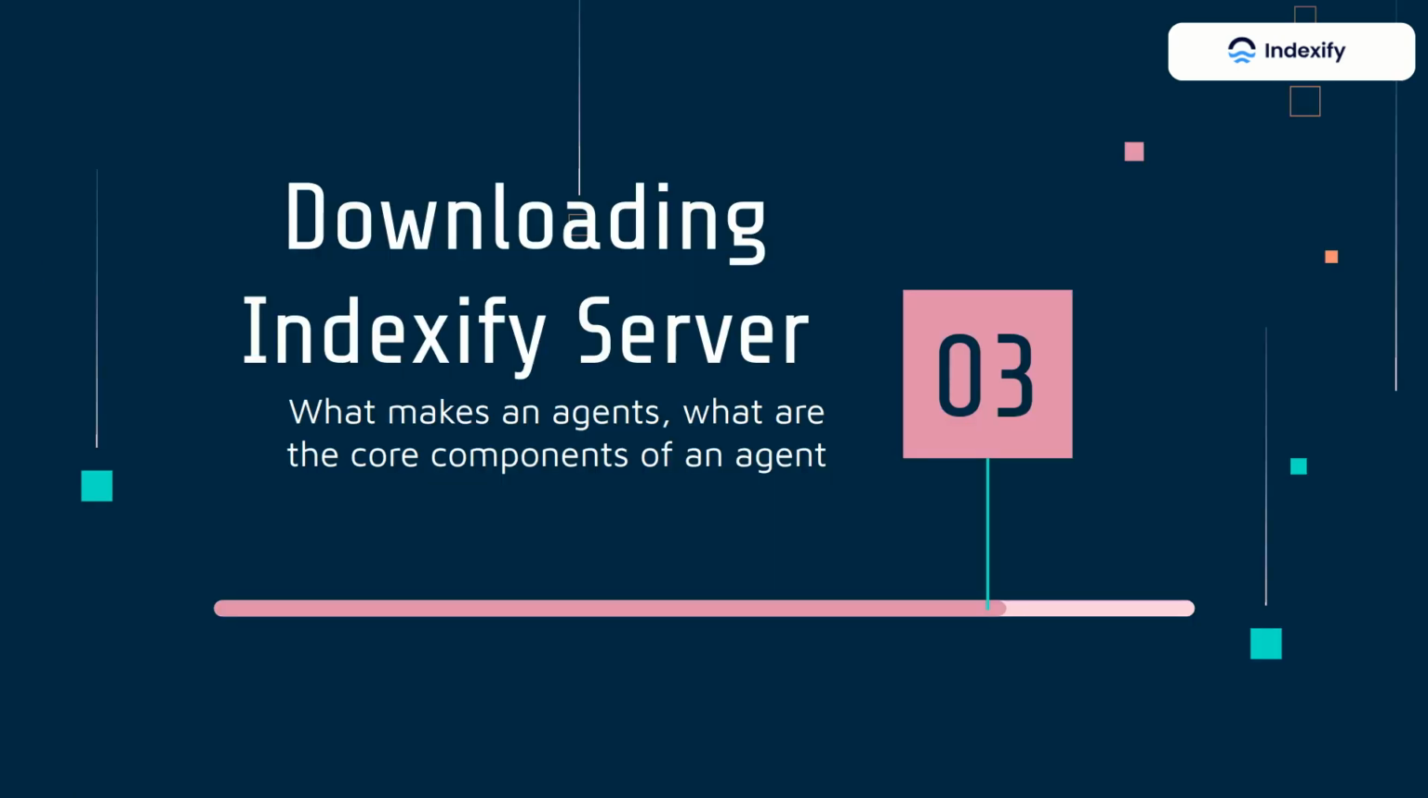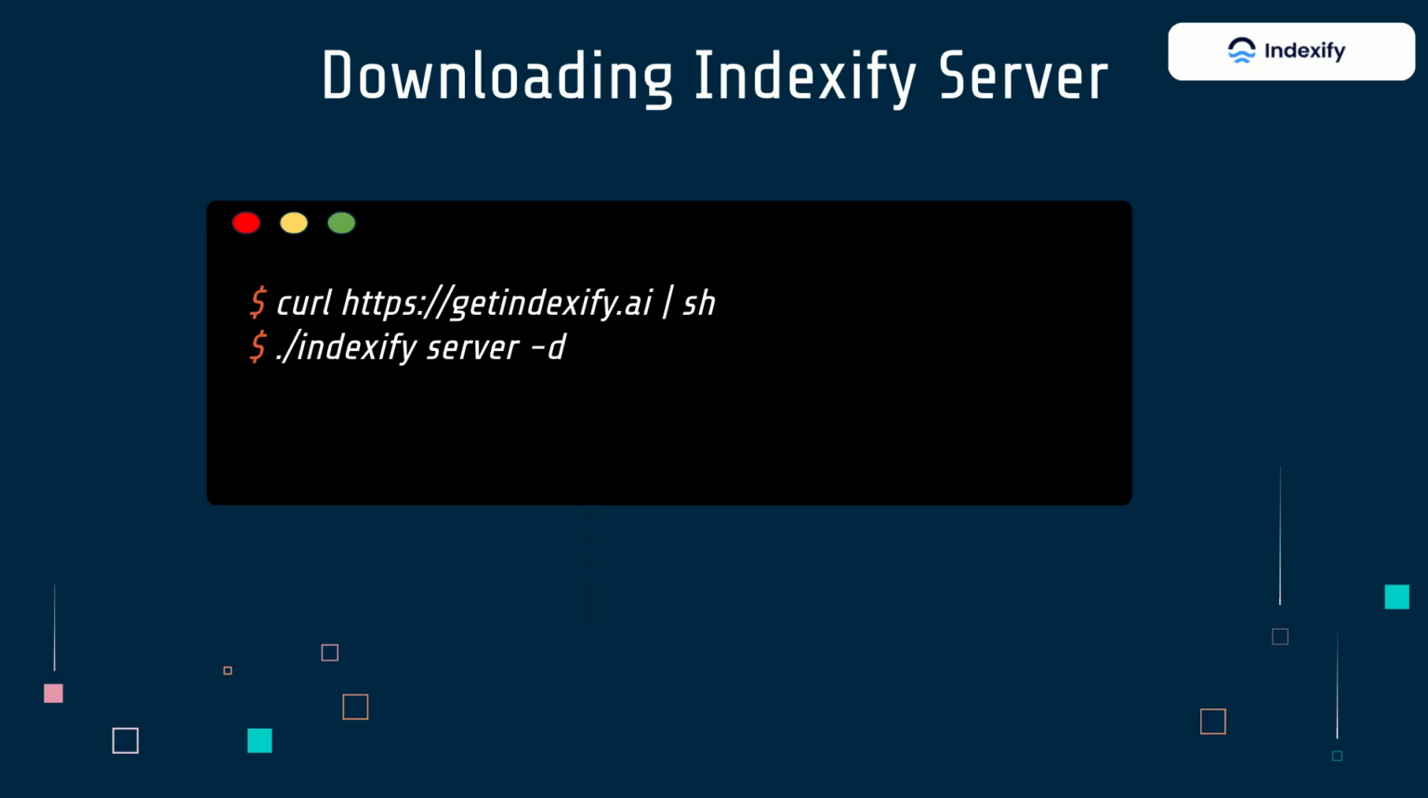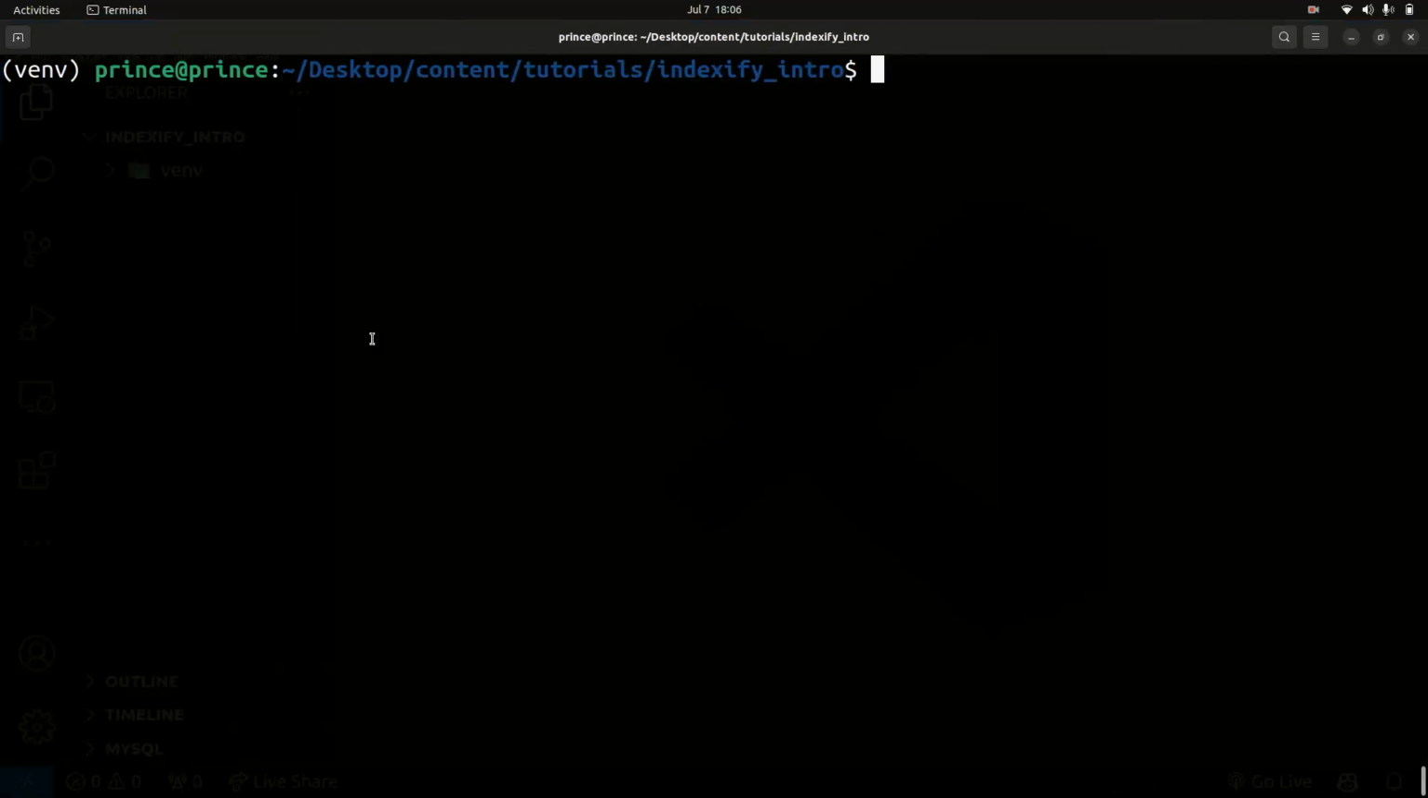Okay, so now the first thing we're going to do is download the Indexify server. To download the Indexify server, you can use this command right here. Just go in your terminal and type out this command. So let's go in my terminal. I have my terminal open right here, and you can see I'm in a folder called tutorials/Indexify intro. Once I'm inside of that folder, I'm going to go ahead and run this command.